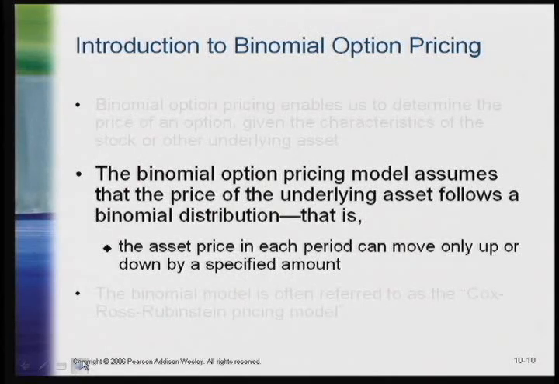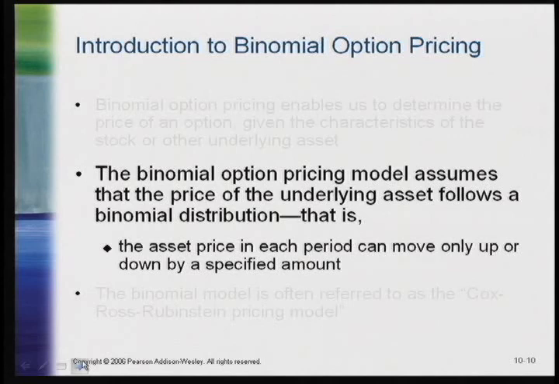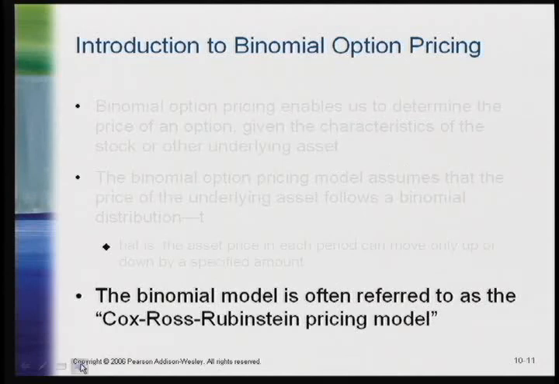This pricing model assumes that the price of the underlying asset, for example, a common stock, follows a binomial distribution. What does that mean? It means that if I know the stock price today, the stock price in the next period can be higher or lower than that price. Simple binomial, and then that repeats in each subsequent period. This model was introduced in a paper by Cox, Ross, and Rubinstein, which is quoted in the book.